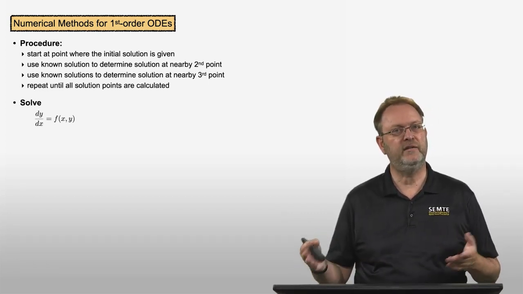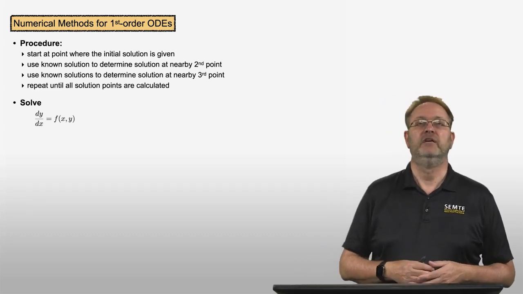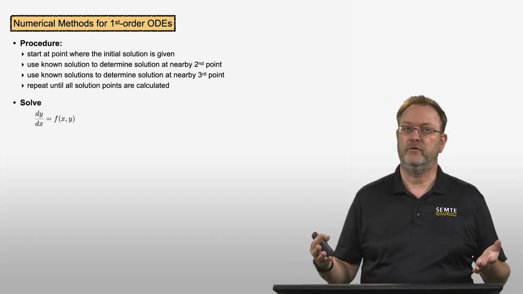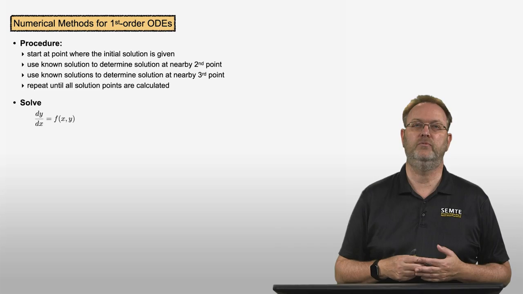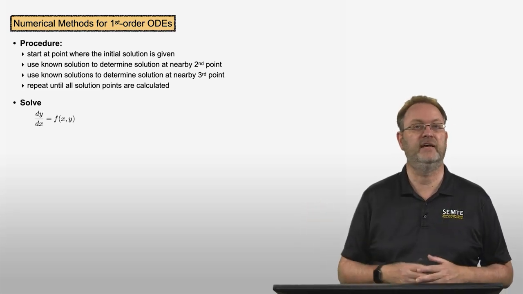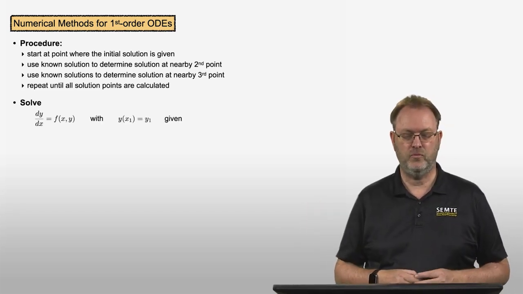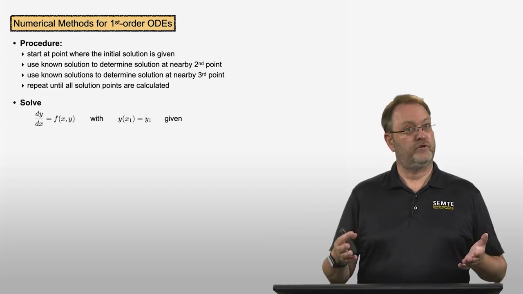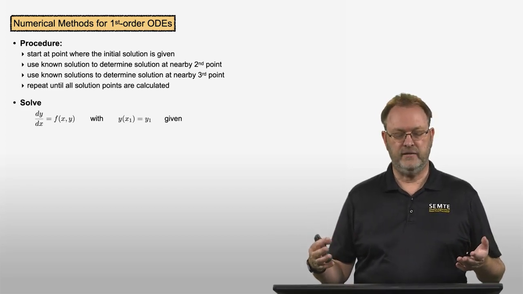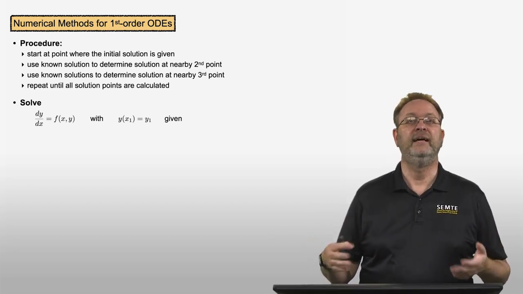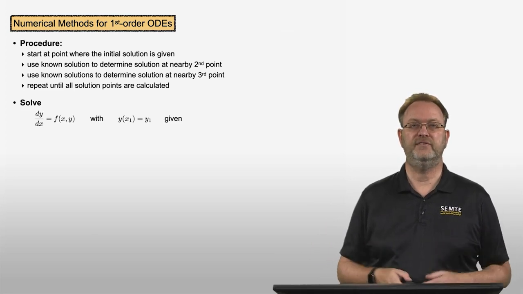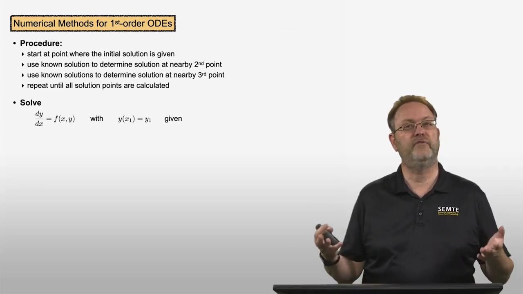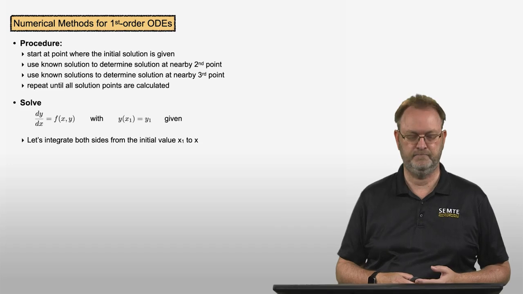Dependent variable is y, the independent variable is x. So the first order ODE has the following form: dy/dx is equal to some right-hand side function that is a function of x and y. It's a first order ODE, so we need one constraint. And that constraint is that at x1, y is equal to y1. And the values of x1 and y1 must be given.